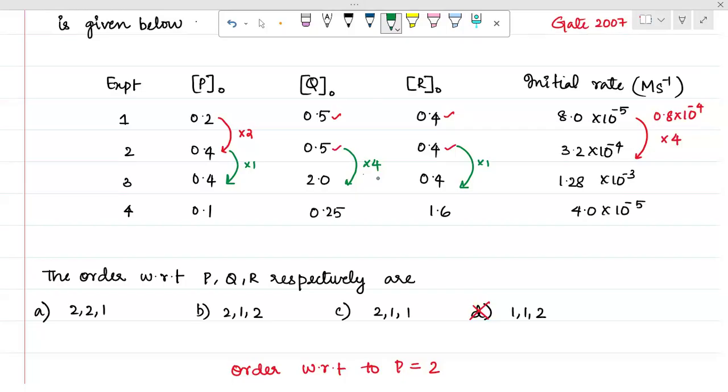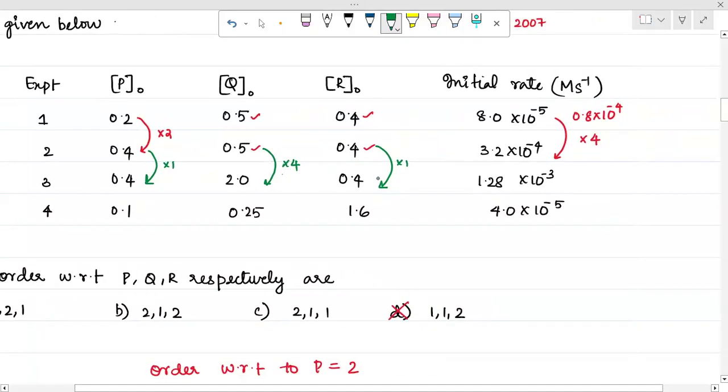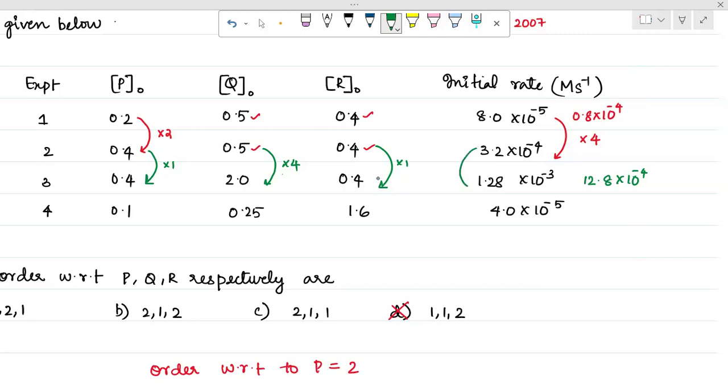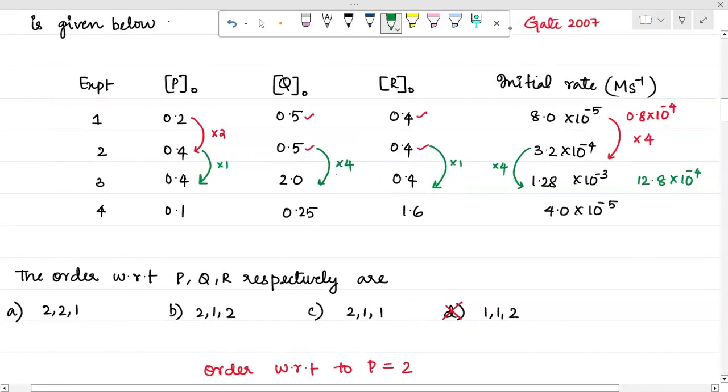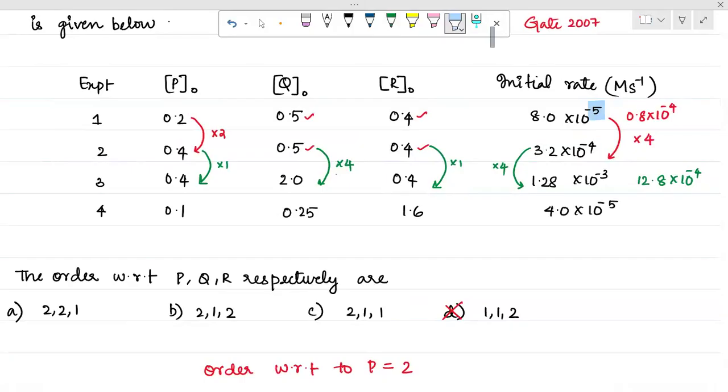3.2 into 10 to the power minus 4. If you want to write it in terms of 10 to the power minus 4, this is going to be 12.8 into 10 to the power minus 4. So if you can see, your rates are increasing. 3.2 to 12.8 is 4 times. Be careful with the powers, okay? You should know how to shuffle between -5, -4, -3, etc.